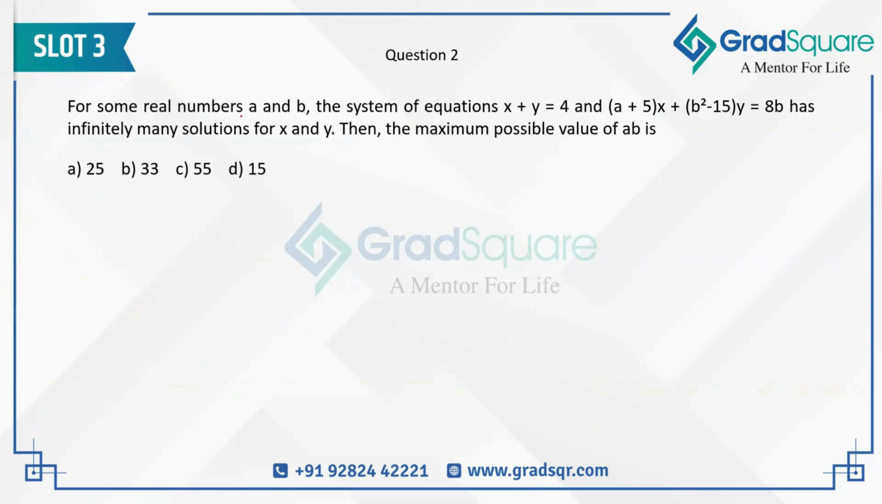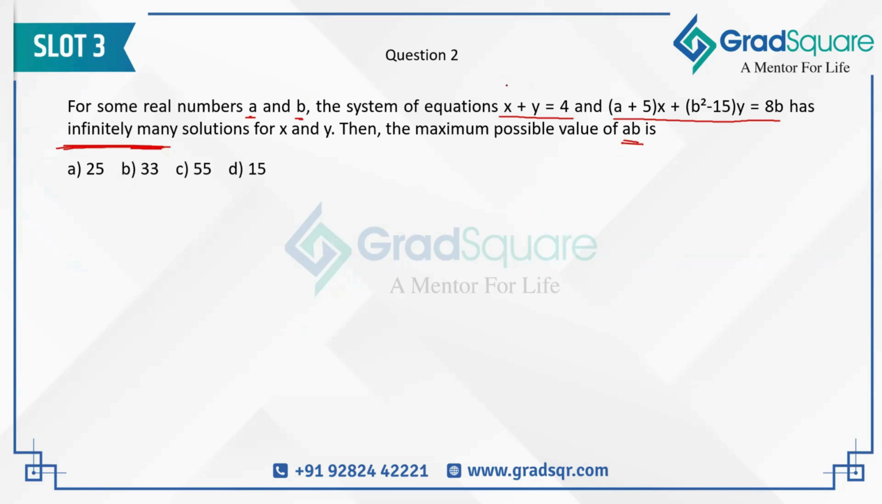For some real numbers a and b, the system of linear equations x plus y equals 4, and this equation has infinitely many solutions. Two simultaneous linear equations, and they've told you that the two equations have infinite solutions. Find the maximum possible value of a into b.